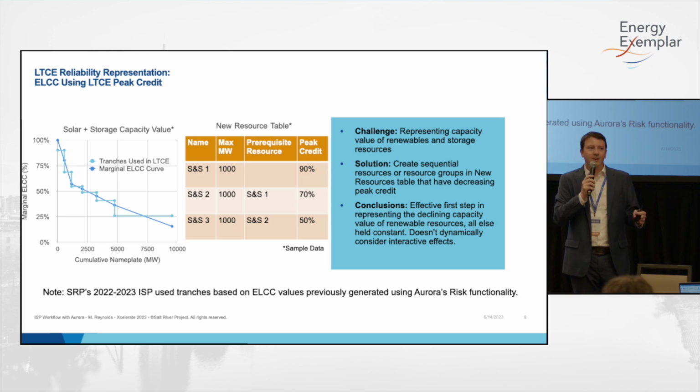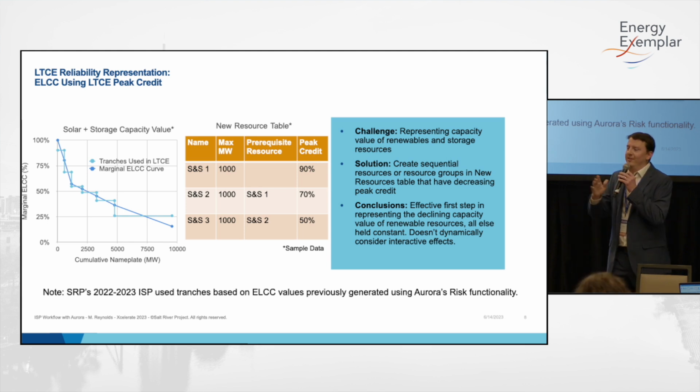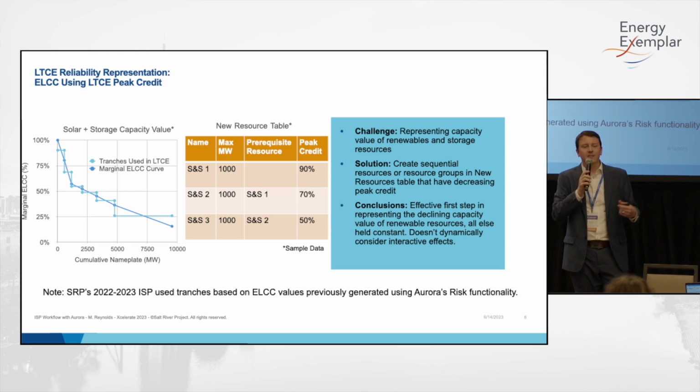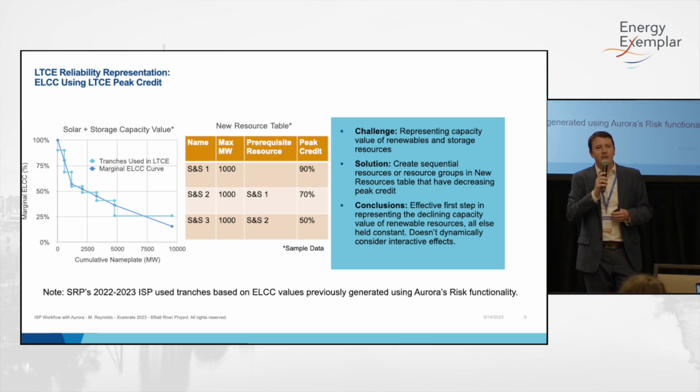Turns out if you get really excited about one technology and pursue just that one technology, the marginal additions are less valuable to you. And what we see here is a curve that demonstrates, it's sample data, but it demonstrates what we were seeing, where as you add more of a specific technology, it becomes less and less valuable. Aurora doesn't let you drop in a curve, but what it does let you do is have prerequisite resources. And so what we did was a tranched treatment, where the first tranche has a higher ELCC or peak credit in Aurora, and then once you've maximized that opportunity, you move on to the next tranche and so forth. And so this is a good representation of an ELCC curve.